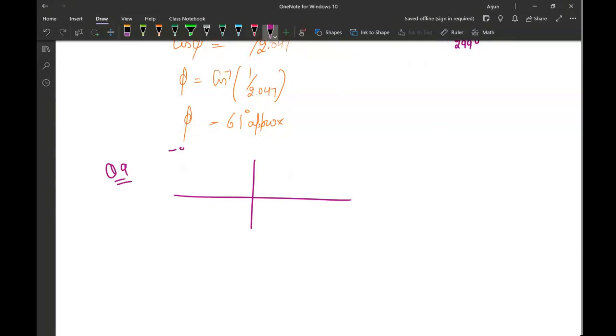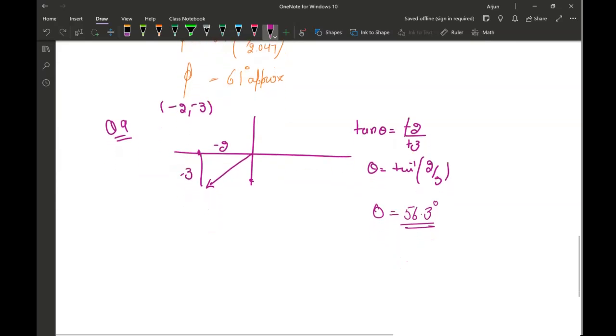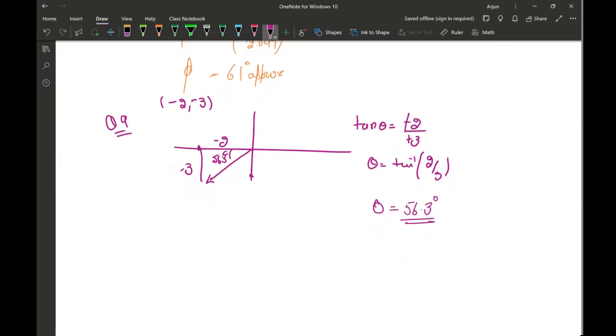You're given the point -2 and -3. So -2 will be here, -3 will be somewhere here, and that's how the point is going to look. The tangent of theta will be -2 upon -3. Theta will be tangent inverse of 2 upon 3 because I can cancel out the negatives, and theta will come out to be approximately 56.3 degrees. Then you add 180 to that too. That's how you calculate question number 9a.